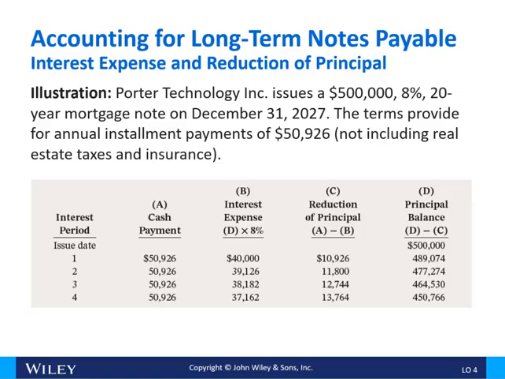So here's an example of a $500,000, 8%, 20-year mortgage note on December 31st, 2027. The terms provide for annual installment payments of $50,926, which doesn't include real estate taxes and insurance. So at the issue date, we have a balance in the principal amount of $500,000. We make the first payment of $50,926.